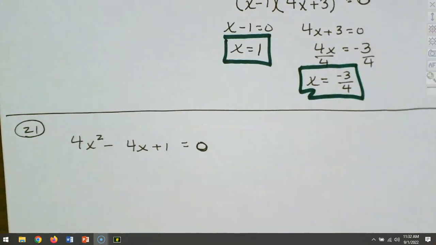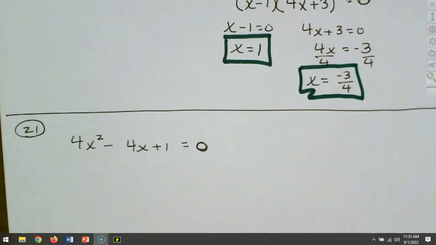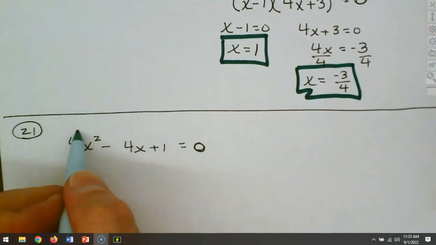Now, normally we get two different numbers. But in some cases, you might get one number, but it's repeated twice. And that can happen. This is what's called a perfect square trinomial. And you can factor it as a perfect square, or you can just take the first number times the last number like we've been doing. So this is a perfect square trinomial because 4 is a square, 1 is a square. But let's go ahead and factor it just like we've been factoring them before.